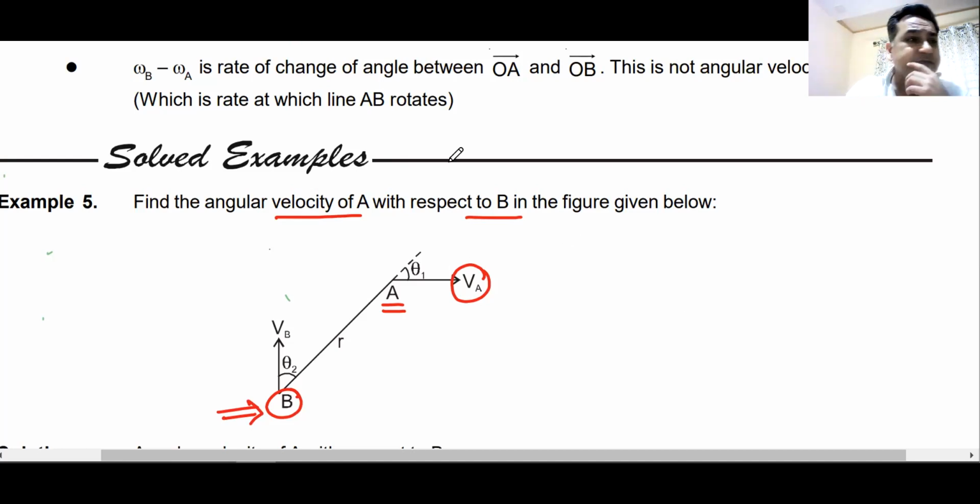Can you tell me its motion? Anyone can tell me its motion? How A looks to be? When you become B, what is the motion of A that looks to you? I don't have enough time that I will give you.